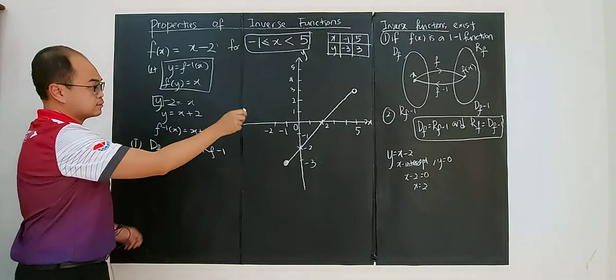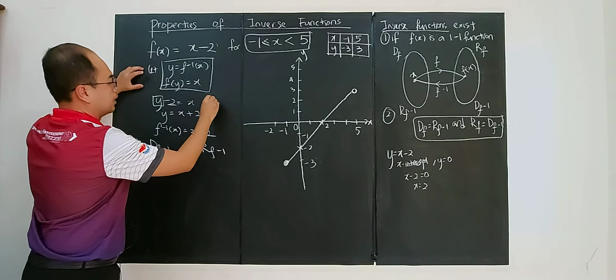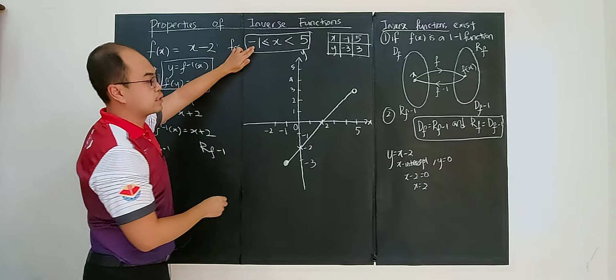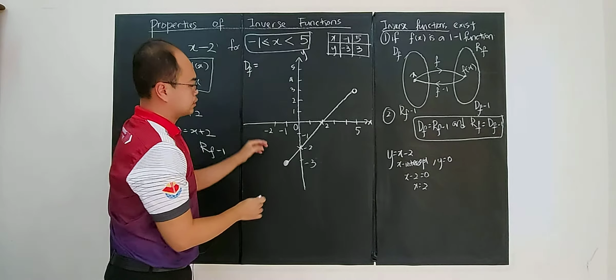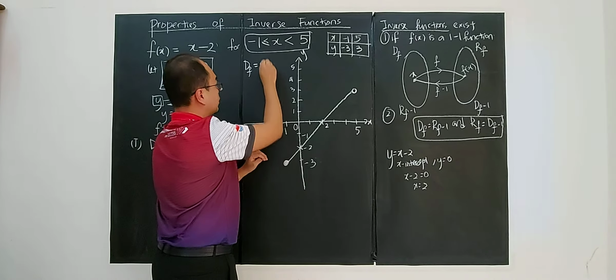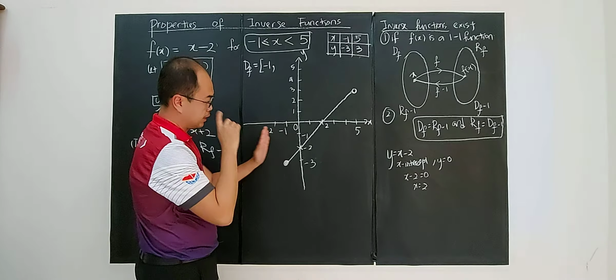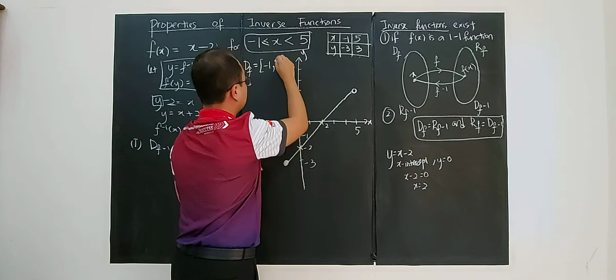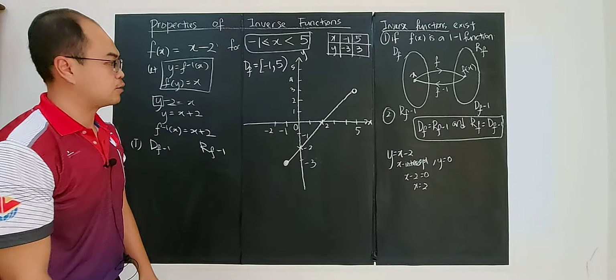So from this graph, we can find the domain of f. The domain of f is already given, right? It is from negative 1, including negative 1, up to 5, because there is no graph beyond those x values. But the 5 has to be open, because the value 5 is not included.